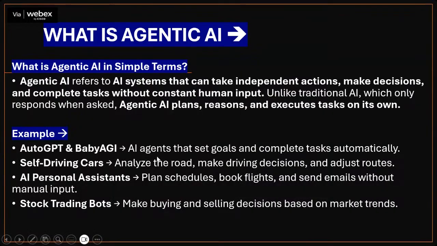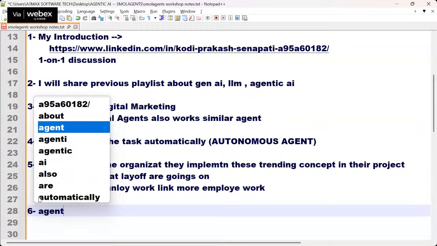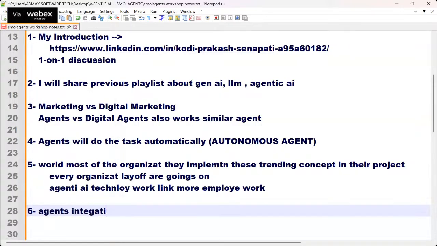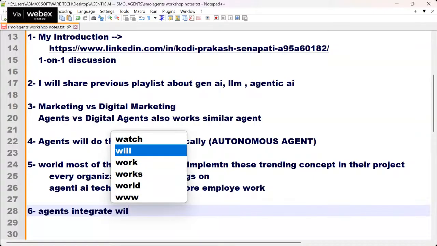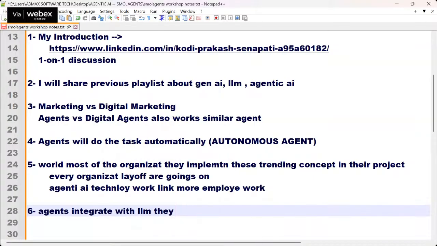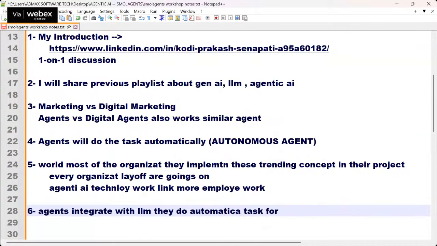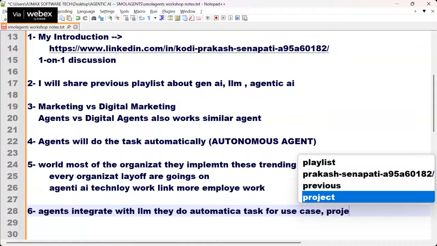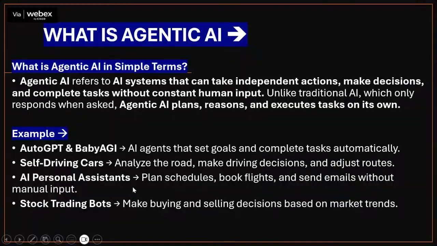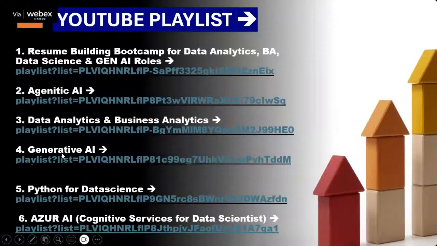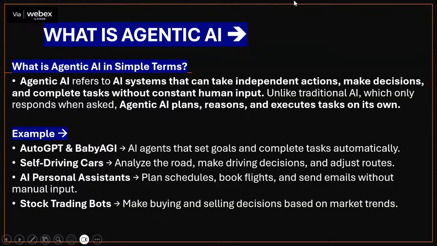Agentic AI plans, reasons, and executes tasks on its own. Everything is done by itself. These agents are integrated with LLMs, and they build the task. They do the automations, automatic tasks, guys, for a project, for a task, for a use case, whatever it may be. So what exactly are the agents we have? For example, Auto GPT, Baby AGI. LLMs are large language models. ChatGPT is a large language model.